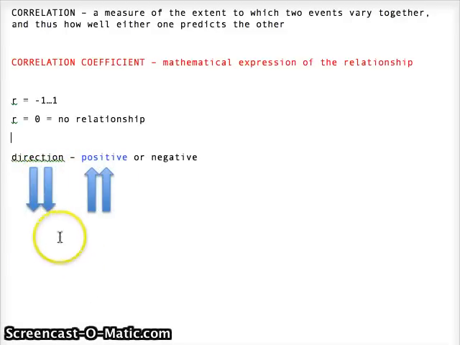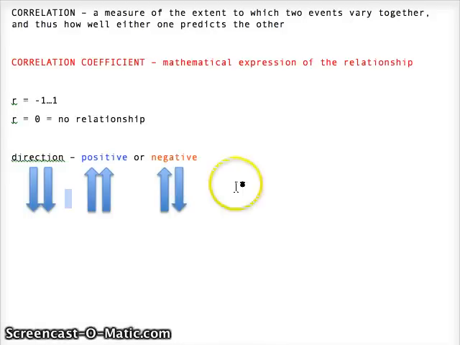For example, height and weight. As you grow taller, you gain weight. If you get shorter for some reason, you're going to lose weight. They move in the same direction. That's positive. Not necessarily a good thing. It just means same direction. Negative means the exact opposite. It means they move in opposite directions. So when one goes up, the other goes down. That is what negative means.